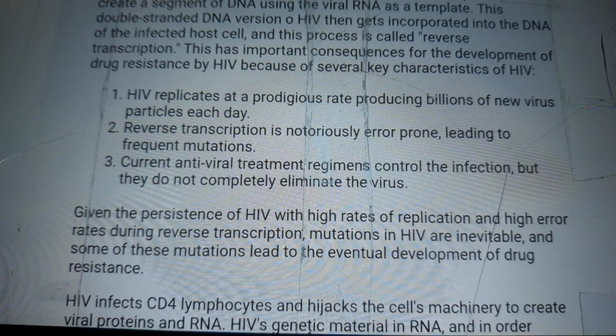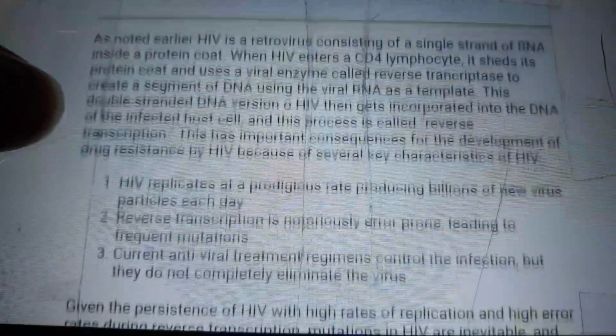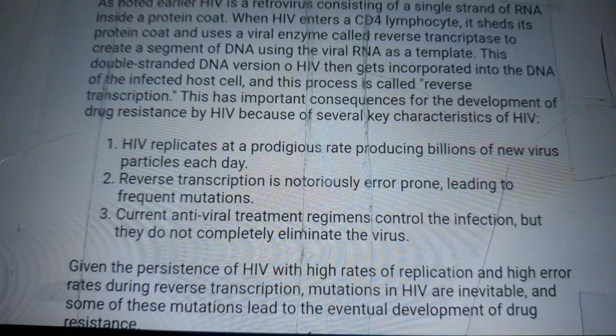Going back to the point there, as noted earlier, HIV is a retrovirus consisting of a single strand of RNA inside a protein coat. So when HIV enters a CD4 lymphocyte, it sheds its protein coat and uses a viral enzyme called reverse transcriptase to create a segment of DNA using the viral RNA as a template. Remember this. So this double-stranded DNA version of HIV gets incorporated into the DNA of the infected host cell. This process is called reverse transcription.